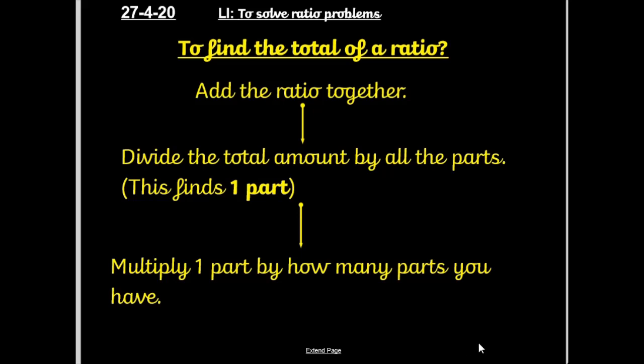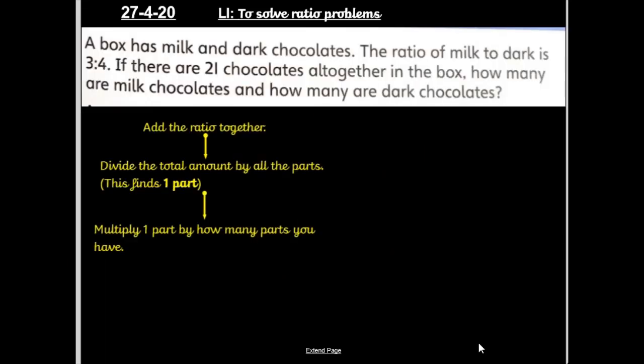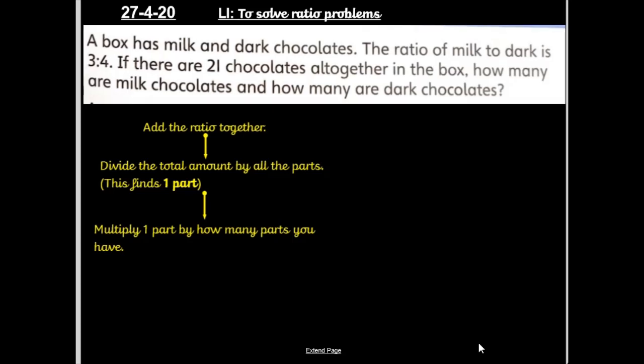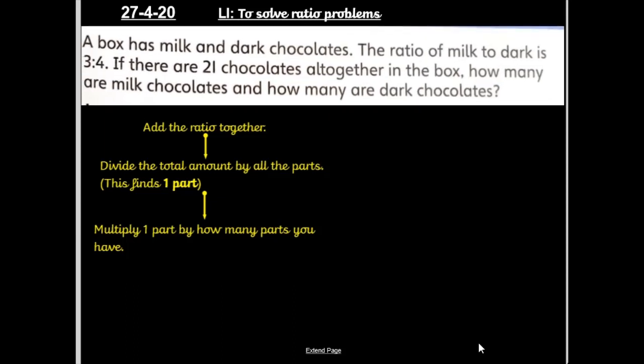Well, let's look at that in practice if that is a little bit confusing. So, same question, but I'm going to follow these steps through. How to find out the total amount of milk chocolates and dark chocolates here. I'm going to start by adding the ratio together. The ratio is 3 to 4, so let's add it together. 3 plus 4 is equal to 7. So that's how many parts I have got.